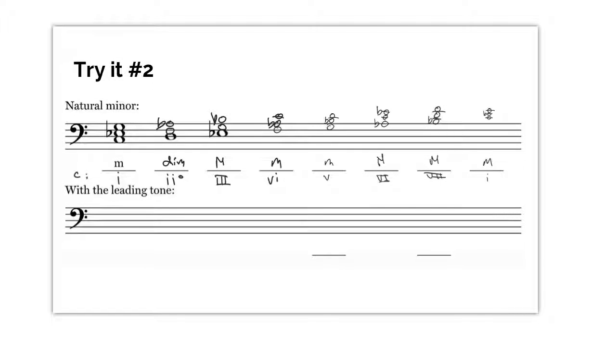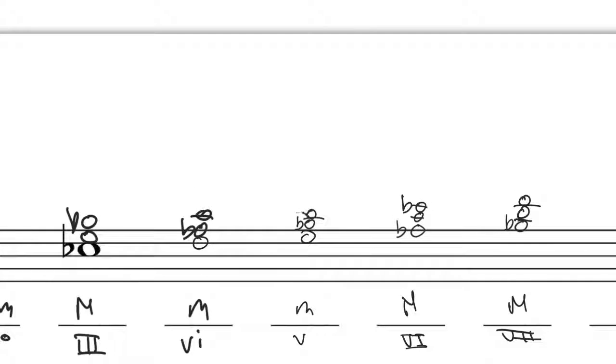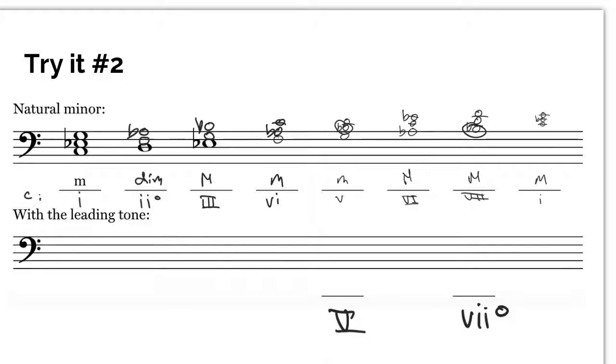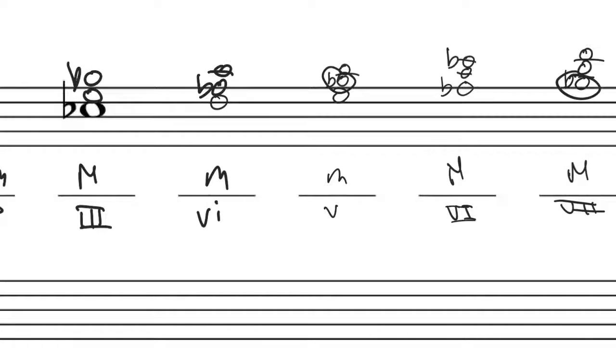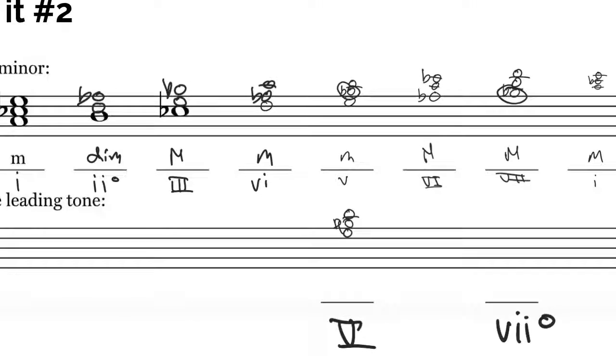All right, so let's look at the 5 chord and the 7 chord when we add the leading tone. Remember, the leading tone is the raised 7th scale degree. So in this case, we'll be raising the B flats here. So the B flat becomes B natural. So the 5 chord, which is usually G, B flat, D, is now G, B natural, D, which makes it major.